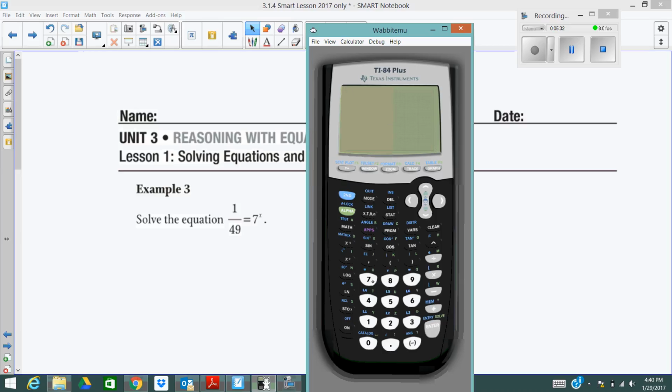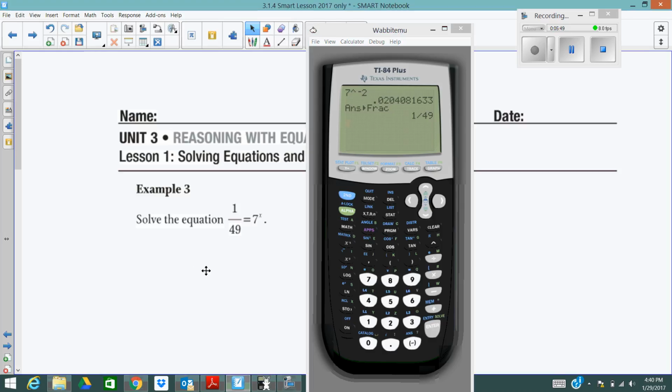We can do guess and check this way and type in, let's say, -2. That gives me a decimal, but I can change decimals to fractions on my home screen. And there it is. That was just a guess and check. I just guessed -2. I knew it had to be negative because, again, I have a whole number equal to a fraction. And I guessed -2 because I know that 7 squared is 49. So I went from there.